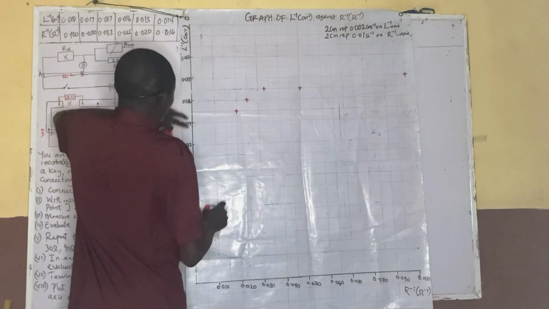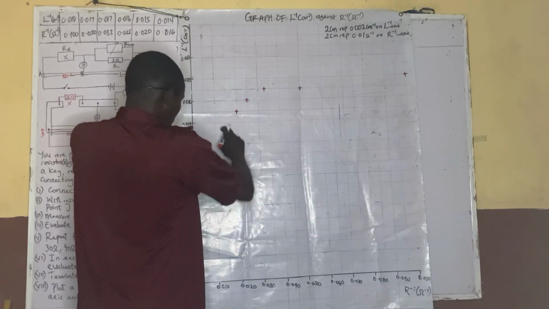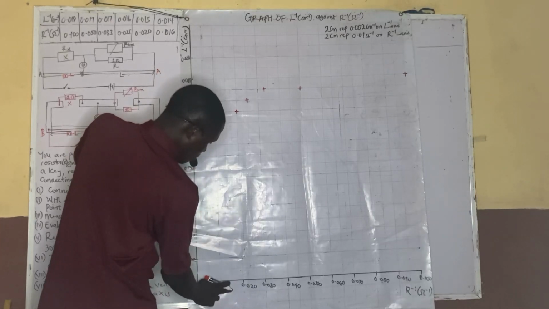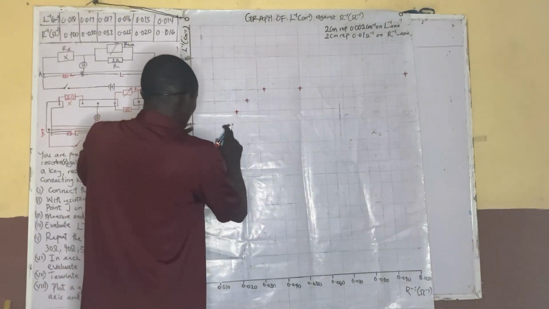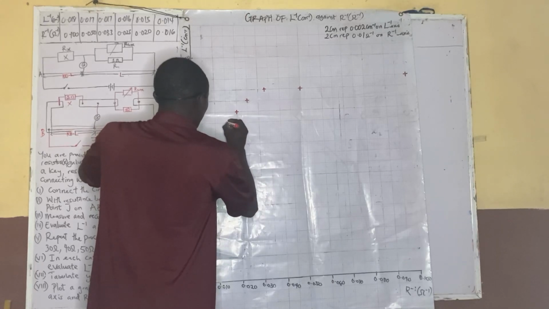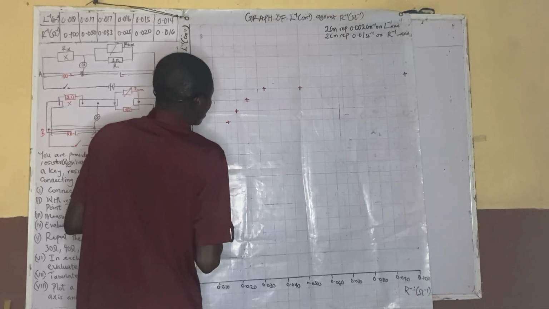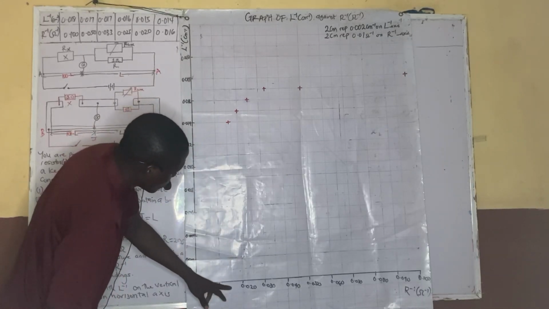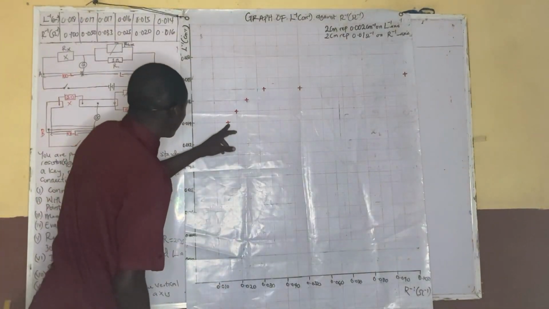0.014 against 0.016. 0.016 is here. Please, you have 0.016 against what? Now look at it very well. We have 0.016 here against 0.014. So that's that.